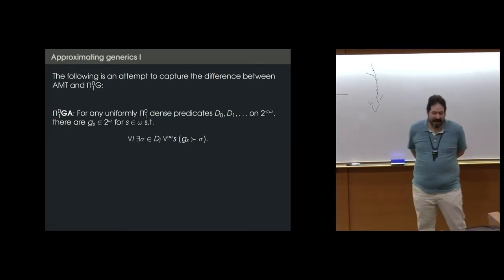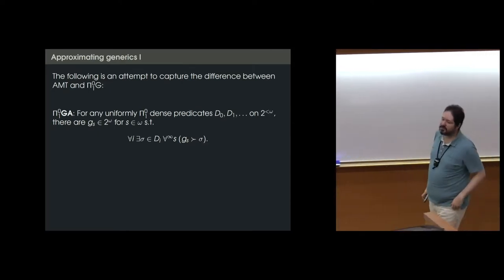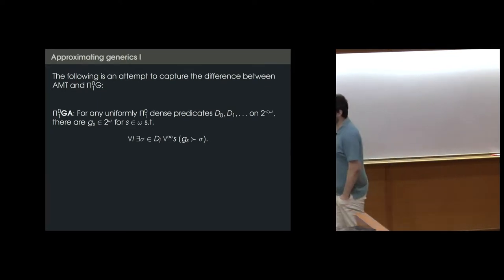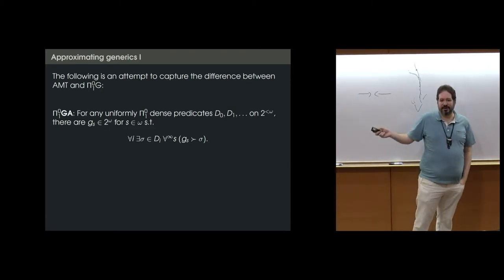So this here's an attempt to capture the difference between AMT and Pi 0 1 G, and it's what we call Pi 0 1 GA. So GA for generic approximation. And the idea is this: instead of stating that a generic exists, let's state that we can approximate a generic.